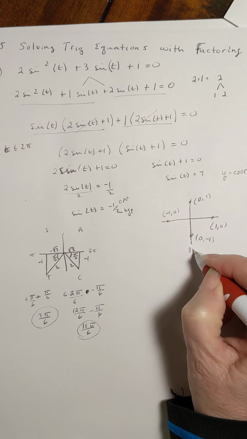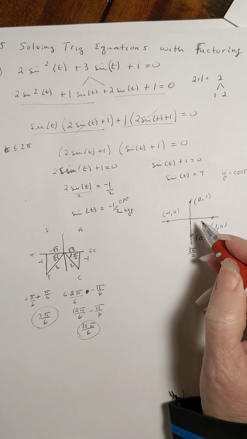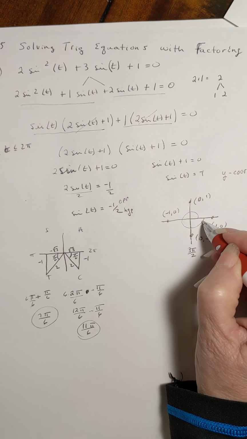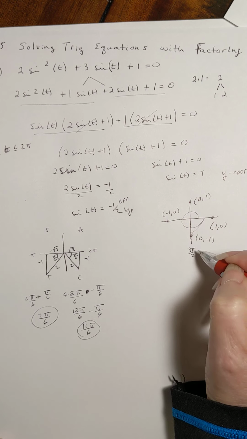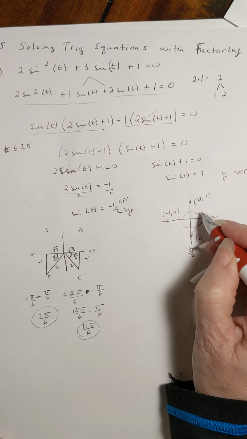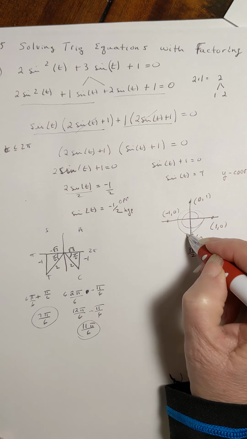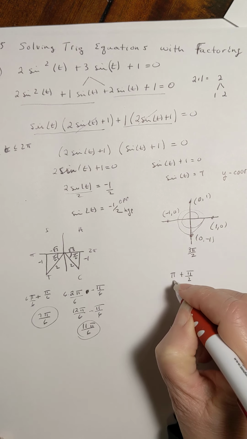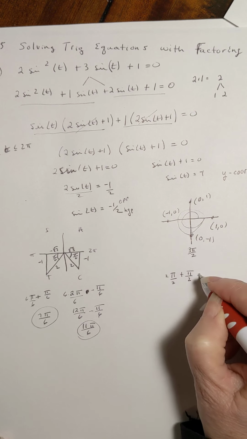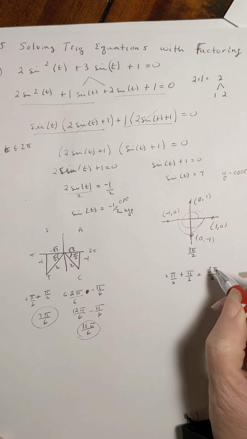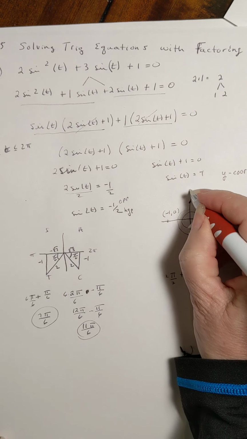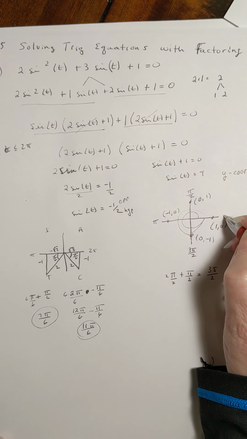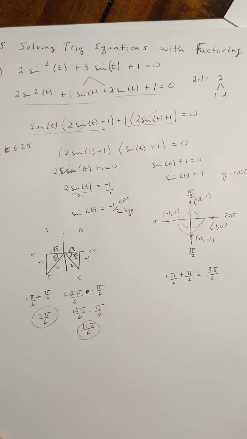And this is 3 pi over 2. Or if you prefer, you can go over 2 pi and back pi over 2. Or you can go pi plus pi over 2, which would give me 3 pi over 2. But you should know that this is pi over 2, pi, 3 pi over 2, and then 4 pi over 2 would be 2 pi.